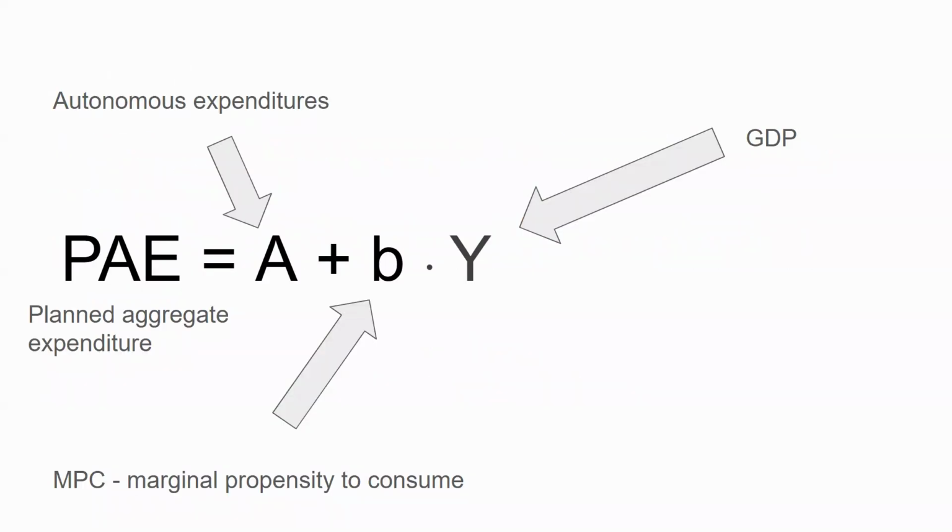So here we have the PAE equation, the planned aggregate expenditure equation, which is equal to autonomous expenditures labeled as A plus marginal propensity to consume labeled as B times Y, which is the GDP.